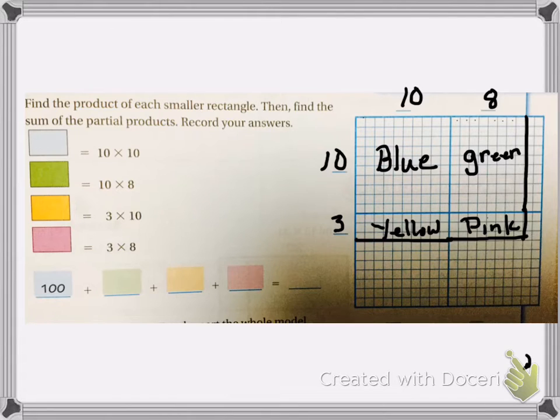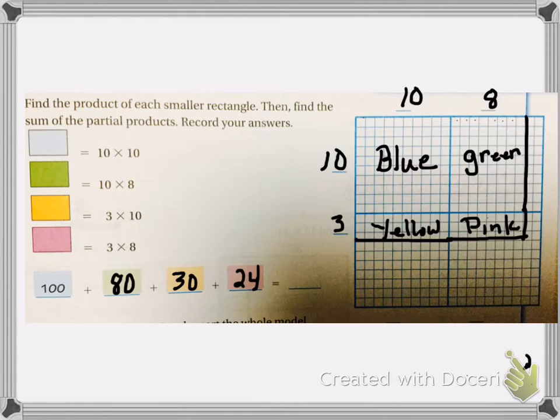Now let's take a look. I know that 10 times 10 equals 100, so I've placed 100 down here. I know that 10 times 8 equals what? You're right, 80, so I'm placing 80 down here. I know that 3 times 10, and I'm looking up here at the top number over the grid, and I'm also looking at the side number, which is 3. 3 times 10 equals 30, so I have 30 small squares in that yellow area. And I know that 3 times 8 in the pink area is 24. Good job, stay with me.